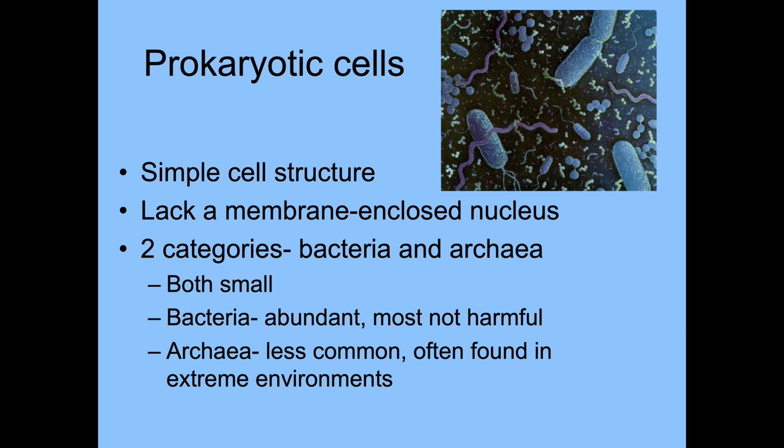The two categories of prokaryotes are the bacteria and archaea. Both are incredibly small. We have to use microscopes to see them. Bacteria are the most abundant, and the majority of the bacteria found on the planet are not harmful at all. They are not considered pathogenic, but we are very affected by bacteria that are considered pathogenic, so we always think of the ones that cause disease.